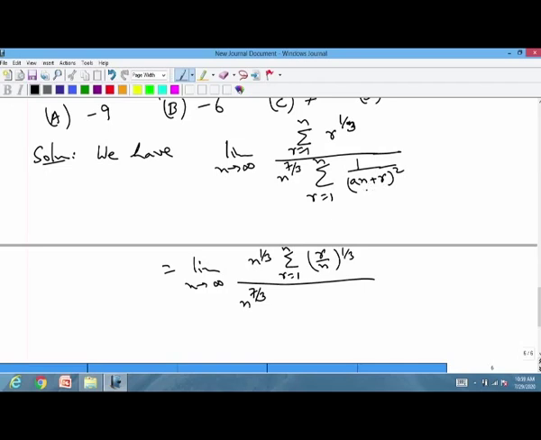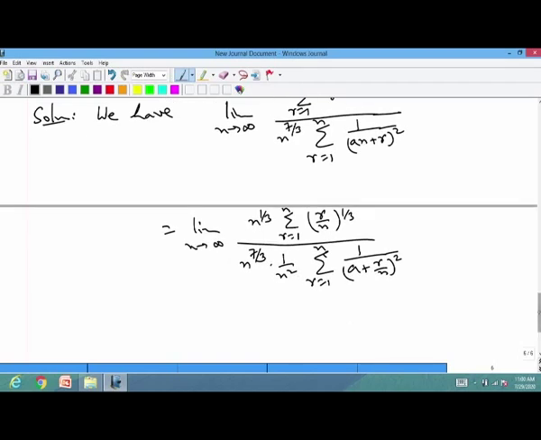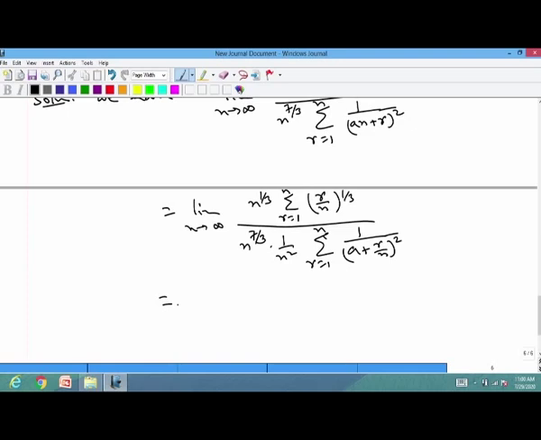So, I will take n common from the denominator here. So, I have summation of r equal to 1 to n of 1 by (a plus r by n) square, and then I will have n square in the denominator. So, I have 1 by n square. Now, if you see this, n to the 1 by 3 is in the numerator, and I have n to the 7 by 3 divided by n square, that is again n to the 1 by 3. So, this cancels.